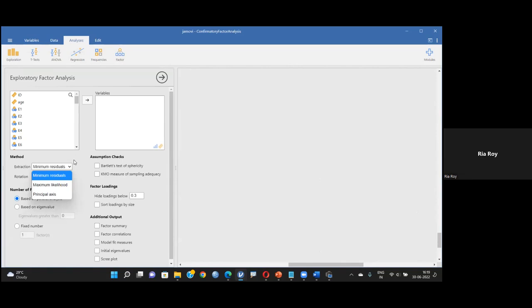Okay, ma'am. So that's why they were saying that. You will see many people using maximum likelihood. But we have told you principal axis because that's the most recommended, and that's what you are saying, that you should do the common factor. So both are the same statement.